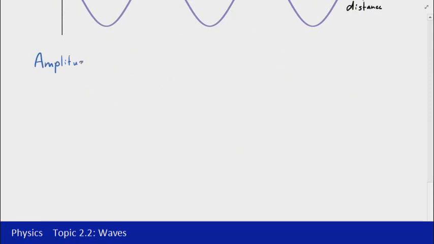The easiest way to consider amplitude is that it is the maximum displacement from the equilibrium position, the maximum displacement of a particle from its equilibrium position.